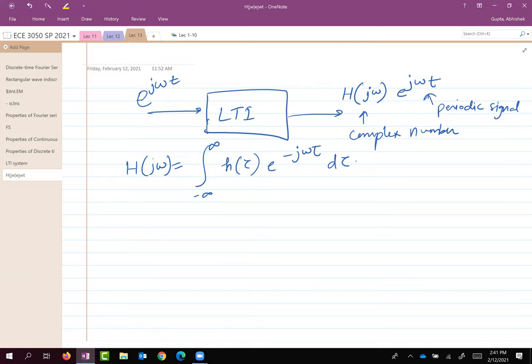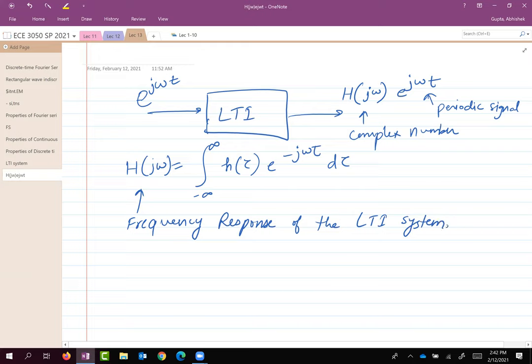So I have an LTI system. I give it a periodic signal as input. I get a periodic signal as output, which is amplified by a complex number, H of j omega. H of j omega, when viewed as a function of omega, is called the frequency response of the LTI system.